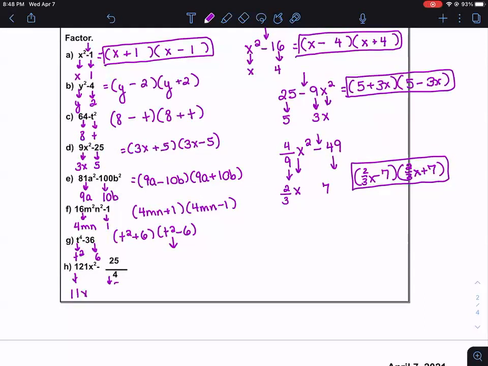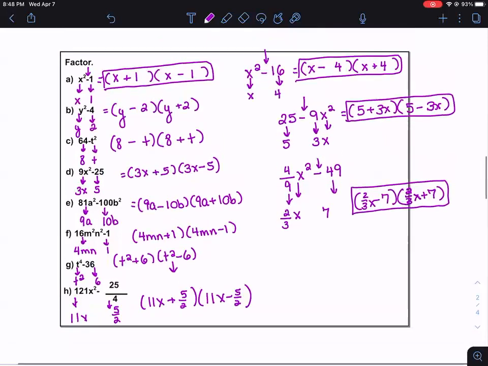11x here, and then 5 over 2 here. So 11x plus 5 over 2, and then 11x minus 5 over 2. Okay, and that is the difference of squares factoring. So let me pause to let you guys catch up. If anyone has any questions at this point, I'm happy to answer them.